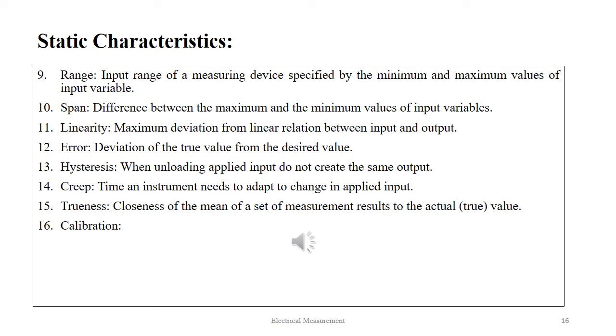Range, the input range of a measuring device specified by the minimum and the maximum values of the input variable. Span, difference between the maximum and the minimum values of the input variables. Linearity, maximum deviation from linear relationship between the input and the output. Error, deviation of the true value from the desired value. Hysteresis, when upwardly and downwardly applied input do not create the same output. Creep, time an instrument needs to adapt to changes in applied input. Trueness, closeness of the mean of a set of measurement results to the actual true value. And calibration.